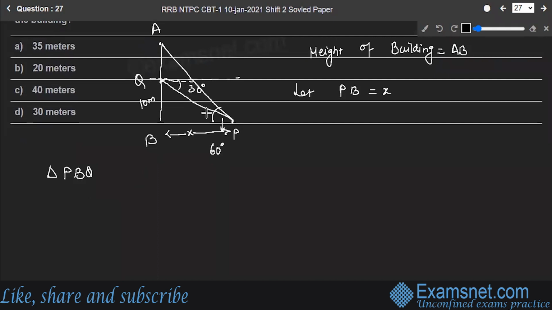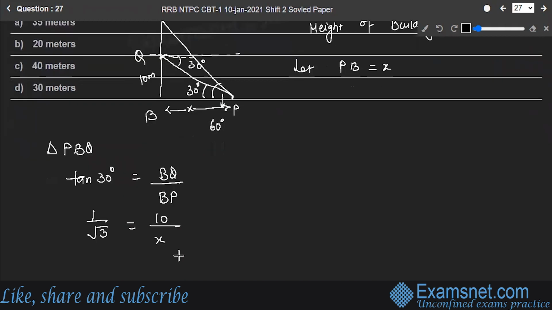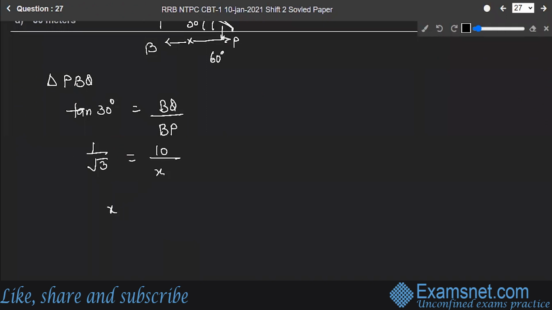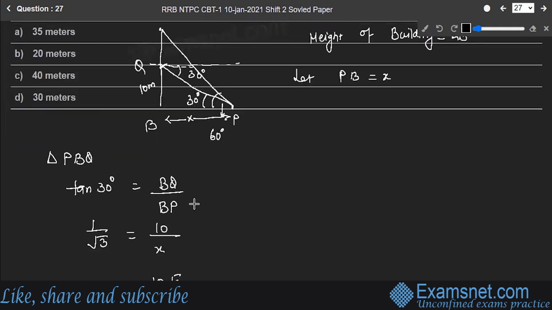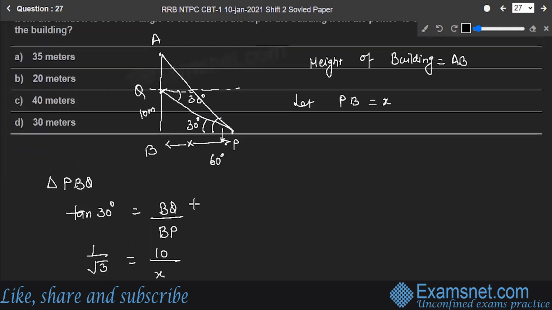See, if this angle is equal to 30 degree, then this angle is also equal to 30 degree, alternate angles. Tangent of 30 degree is equal to BQ upon BP. Tangent of 30 is 1 by root 3. So BQ is equal to 10, BP is equal to X, which gives you X is equal to 10 root 3. Now, I'll use the value of this X to fill in the triangle APB.